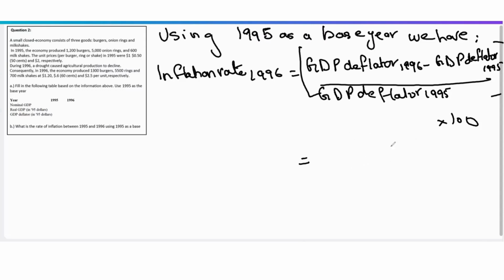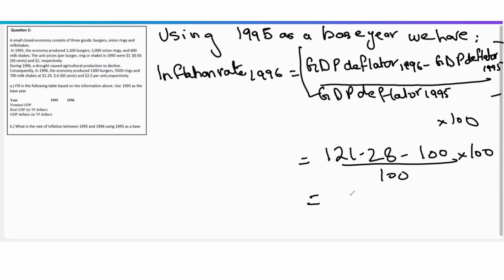For the inflation rate in 1996, we just calculated that the GDP deflator in 1996 was 121.28, and the GDP deflator in 1995, being the base year, was 100. So this just becomes 21.28%. This is the inflation rate in 1996, measured as the annual percentage change in the price level from the previous year, 1995. This is how we can calculate the inflation rate.